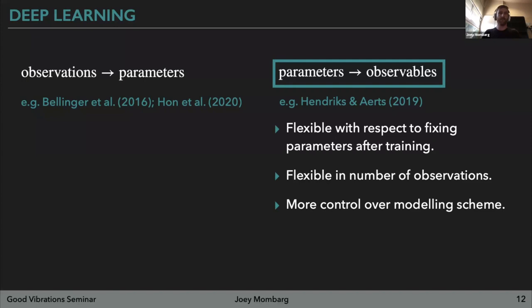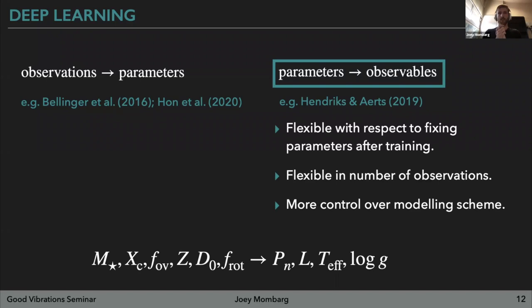So in the end, what I want is a neural network that's trained on models varying in mass, XC, overshoot, the metallicity, the mixing in the radiative envelope, and the rotation frequency. It will then give me the periods of the g modes and the luminosity, effective temperature, and surface gravity.